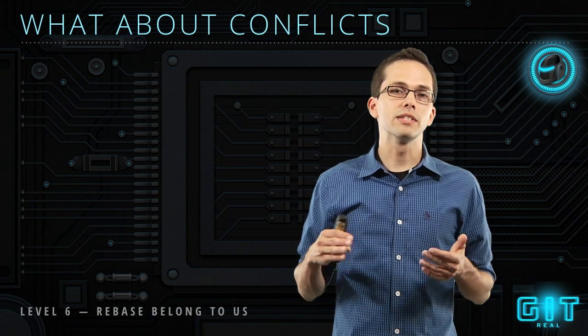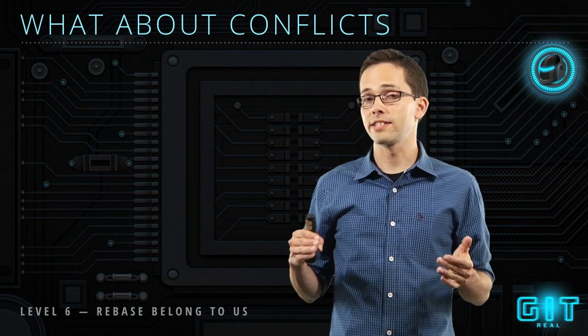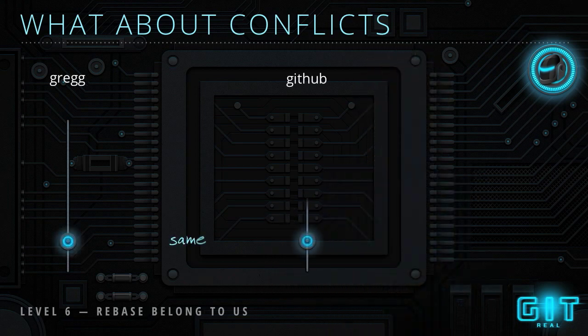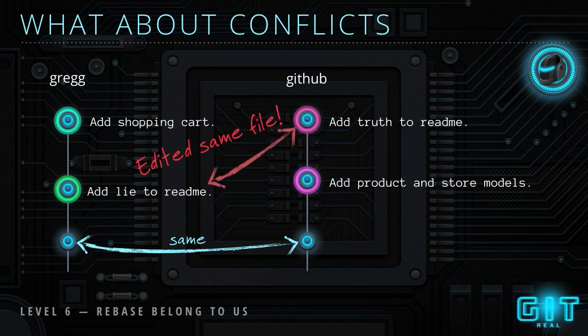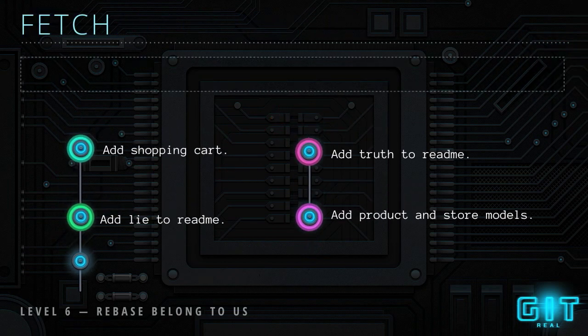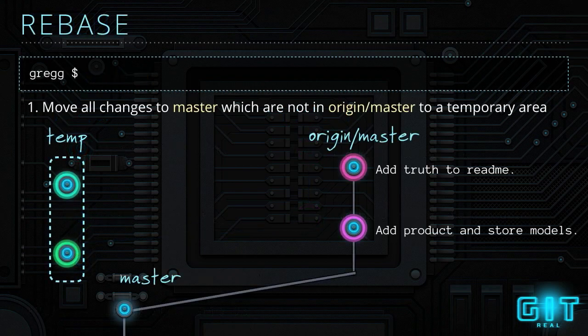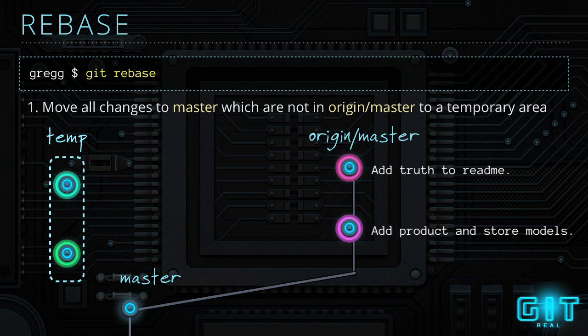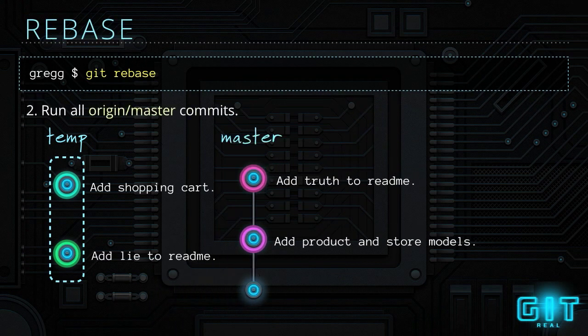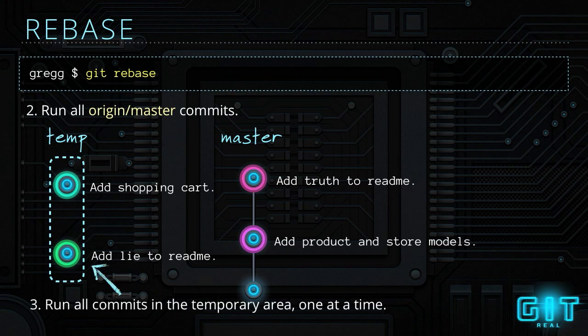Even if we're running rebase, we still might run into conflicts. So let's take a look at a scenario with the conflict. As you can see here, up on GitHub, we have an extra commit as we do locally, and those 2 extra commits both modify that same README file. Okay, so step 1, we fetch from GitHub. Step 2, we run git rebase. That's going to take all of our new commits from master and move them into a temporary area. Then it's going to run all of the origin master commits. And then finally, it's going to run all of the commits in the temporary area one at a time, which of course is going to lead to a conflict.